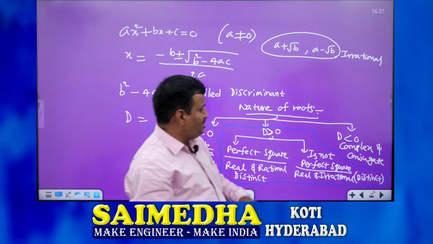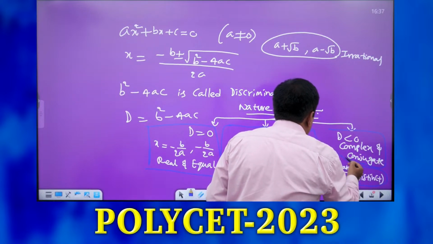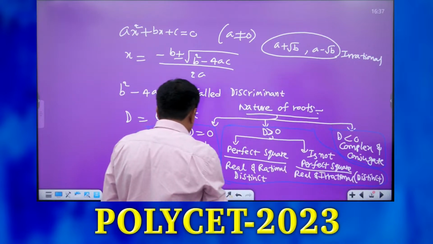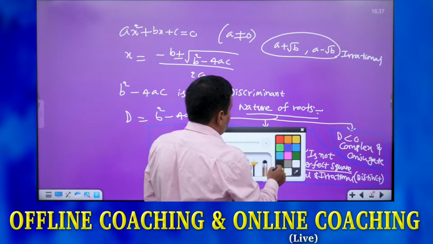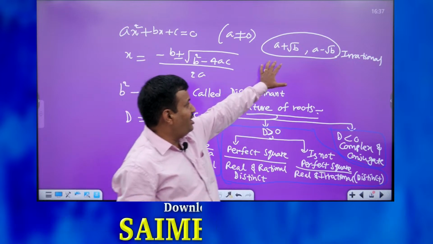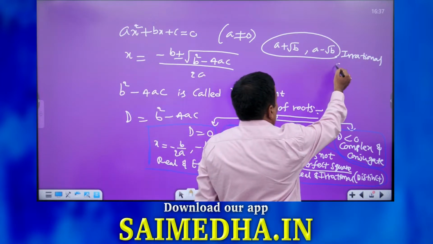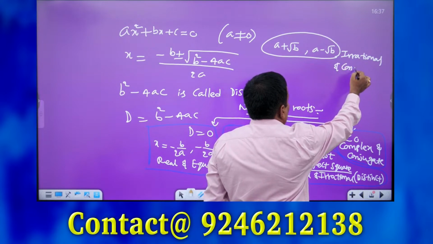If D less than 0, complex conjugates. What is the nature of the roots? Complex conjugates. How do these complex conjugate roots appear here? These are the irrational and conjugate roots.